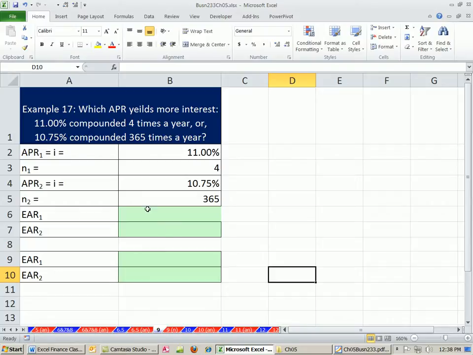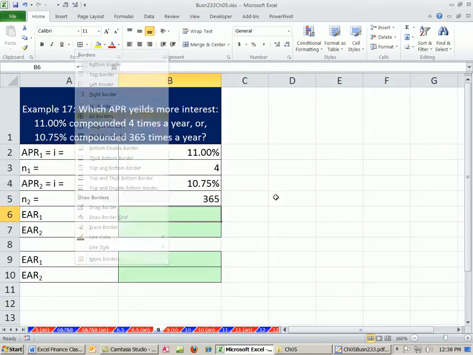Now, our next example, we want to go over to 9, and we want to compare. So we have two savings accounts. We have an APR of 11% compounded 4 times a year, or 10.75% compounded 365 times a year. So which one do you actually want? Well, we want the one that'll give us the most interest, right?